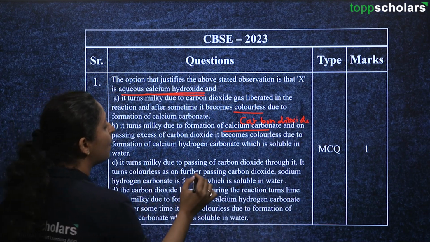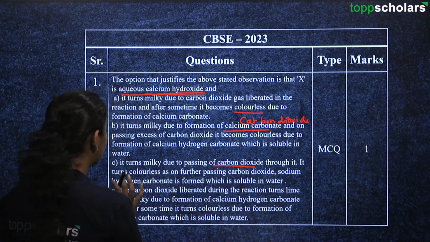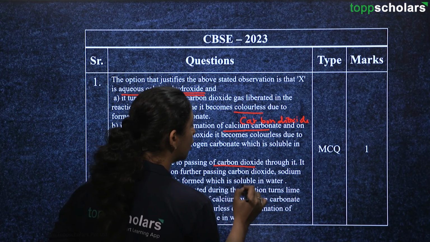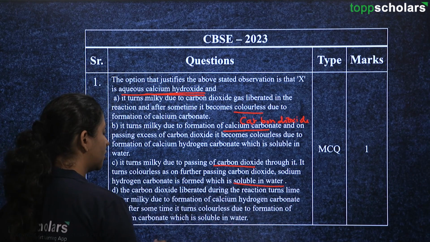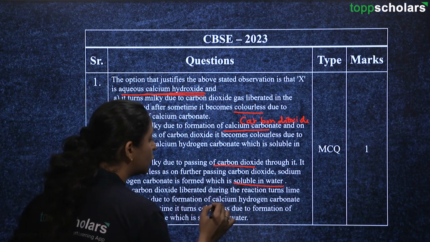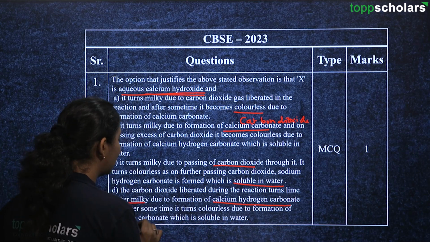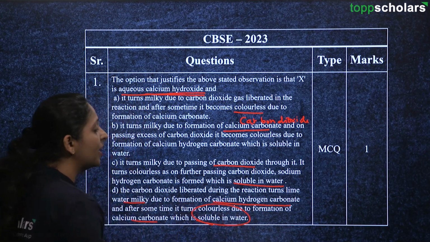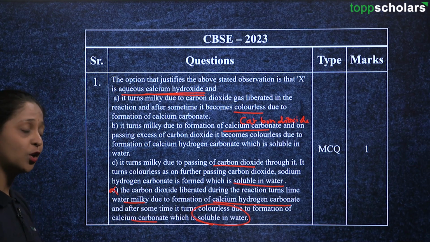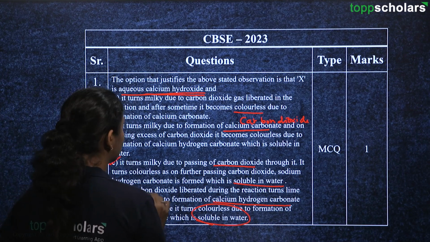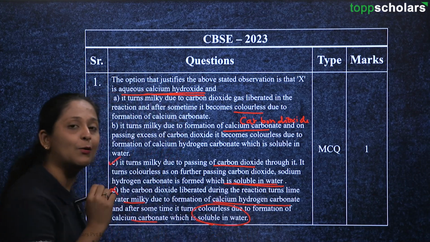It turns milky due to passing of CO2 through it. It turns colorless as on further passing, the sodium hydrogen carbonate is formed, which is soluble in water. And the last option says CO2 is liberated during the reaction, turning the lime water milky due to the formation of calcium hydrogen carbonate, and after some time it turns colorless due to the formation of calcium carbonate, which is soluble in water. So again, this option will be incorrect because calcium carbonate is not soluble in water. So the correct answer comes out to be C, because sodium hydrogen carbonate is formed, which is soluble in water.